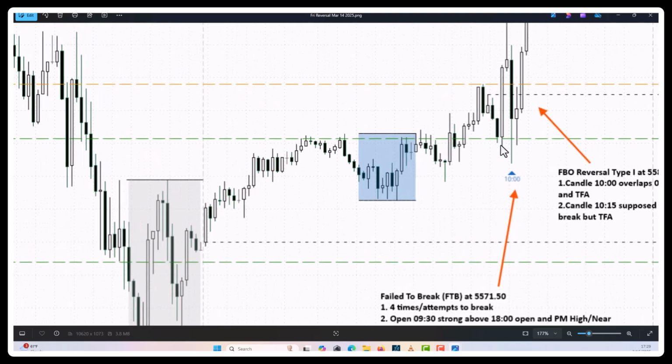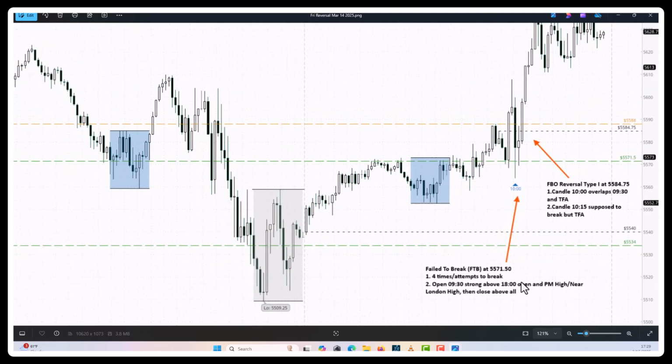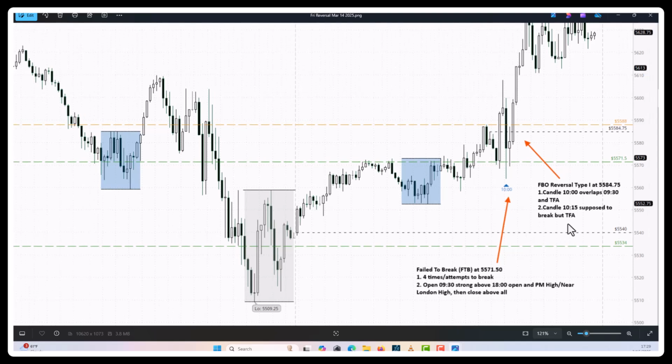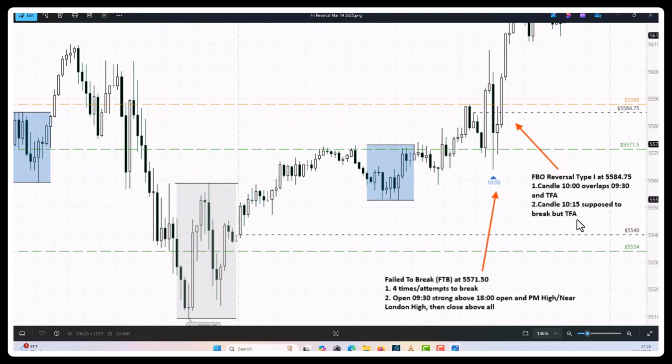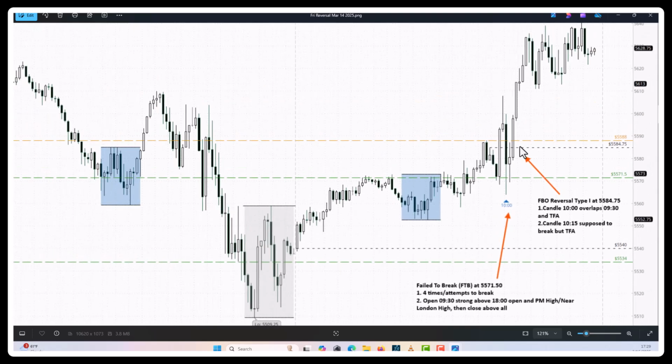So we see right here, it tests about that level 4 times. 1, 2, 3, 4 times right there. And it failed to break it. See that? 4 times and it failed to break. It failed to break at 55.71, 4 times attempting to break it. And you can see that the 8:30, the 9:30 is very bullish right there.